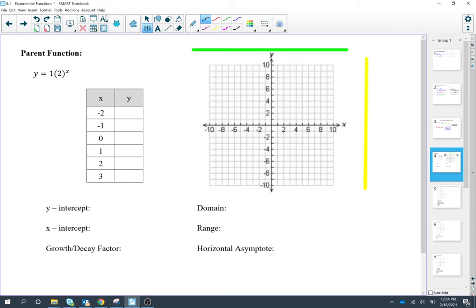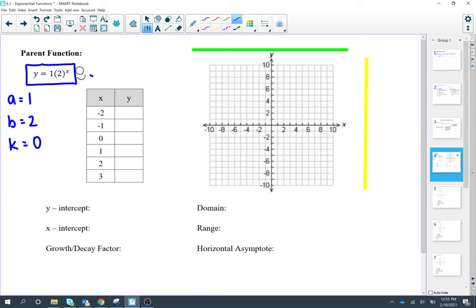So the parent function of an exponential function is up here on the left, and it's y equals 1 times 2 to the power of x. Now, do you notice that on this one, there's no k? So your a value here is 1, your b value here is 2, but your k value here is that plus k, and it's not there, so your k value is actually 0. And we're going to look at how all of these things start to play out on this graph.